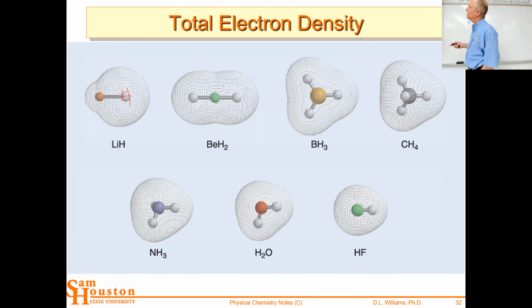And so you can see this interesting thing here, the total electron density. This is a mesh model. So we're plotting those 95% electron density surfaces on here. And you can learn some things. Look at HF. The hydrogen's on the right, the fluorine's on the left. But then look at lithium hydride. So lithium's on the left, hydrogen is on the right.